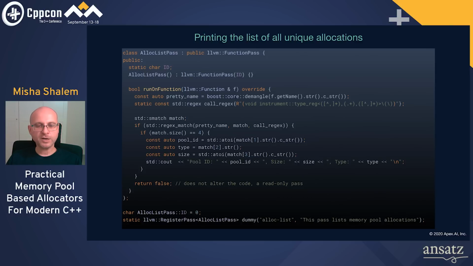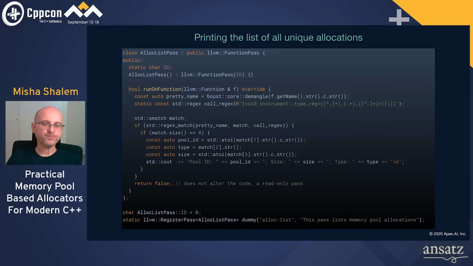Now, this is actually a minimalistic pass. It doesn't generate anything, but it does print out all the unique allocations with pool ID, size, and type. And this is actually the whole code you need for this. It's just the whole project you need for this, and this is impressive, I think.